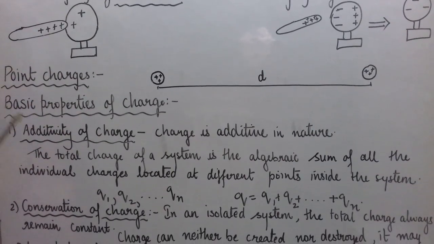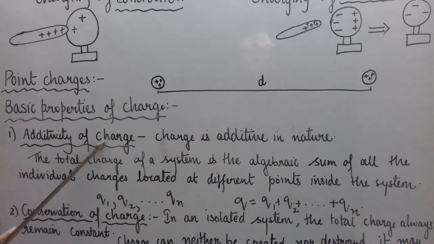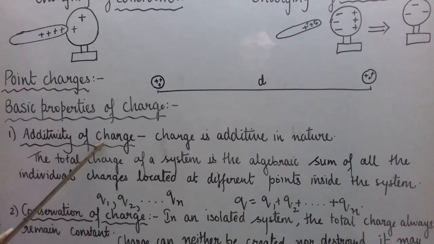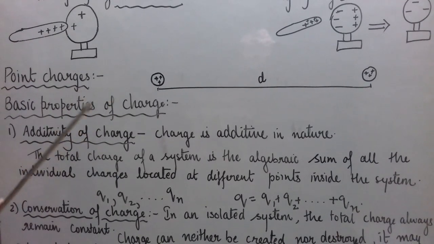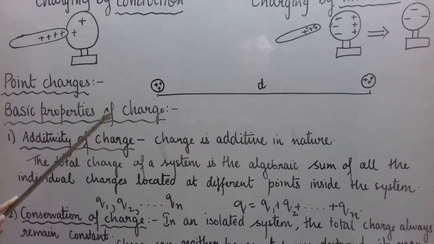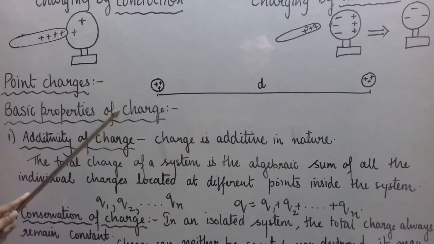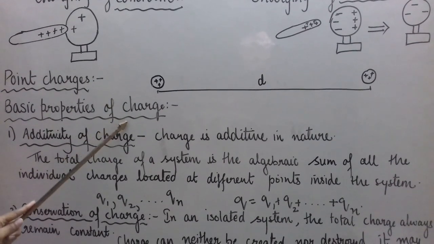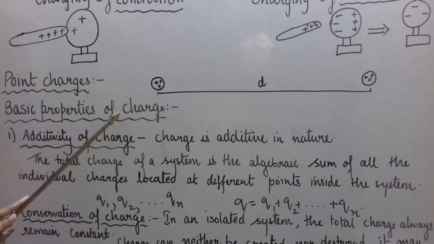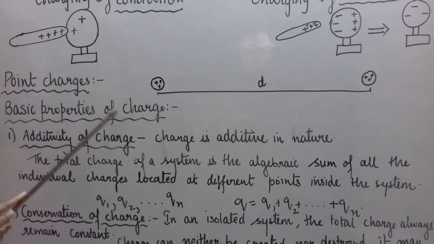Other than those two, the first property is additivity of charge. First of all, you should know that charge is a physical quantity. It means it can be measured, and secondly, it has a unit also. And also it is a scalar quantity. It has only magnitude and no direction. So charge is a scalar quantity and it is a physical quantity.